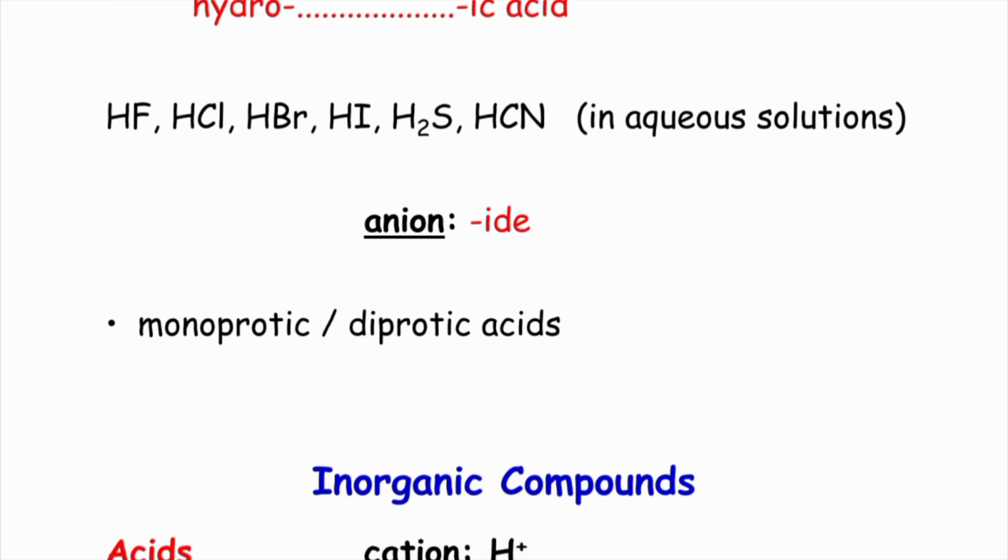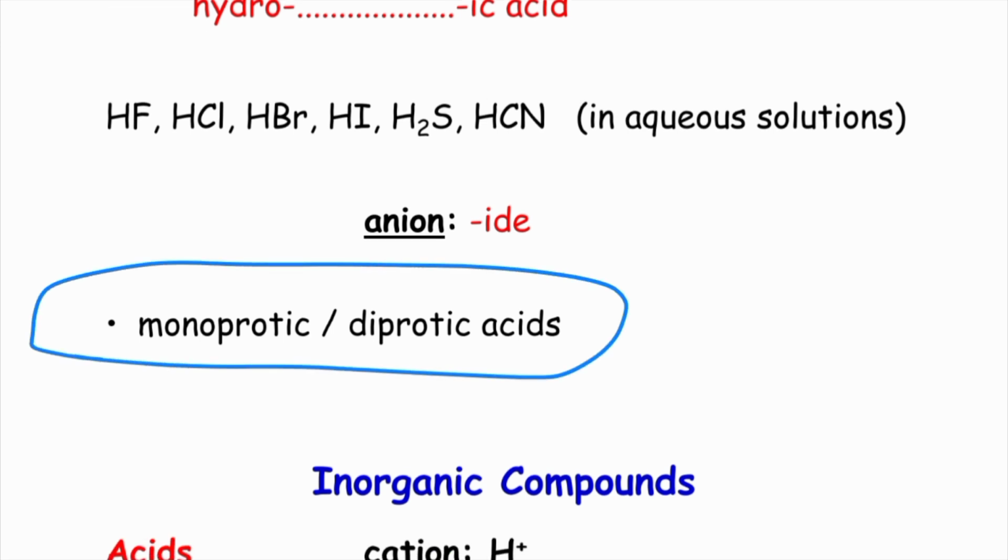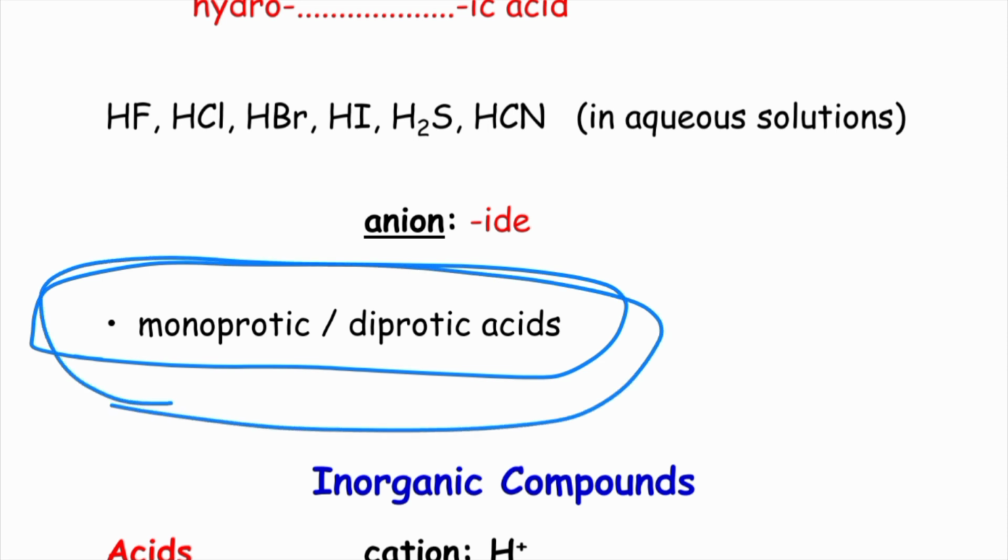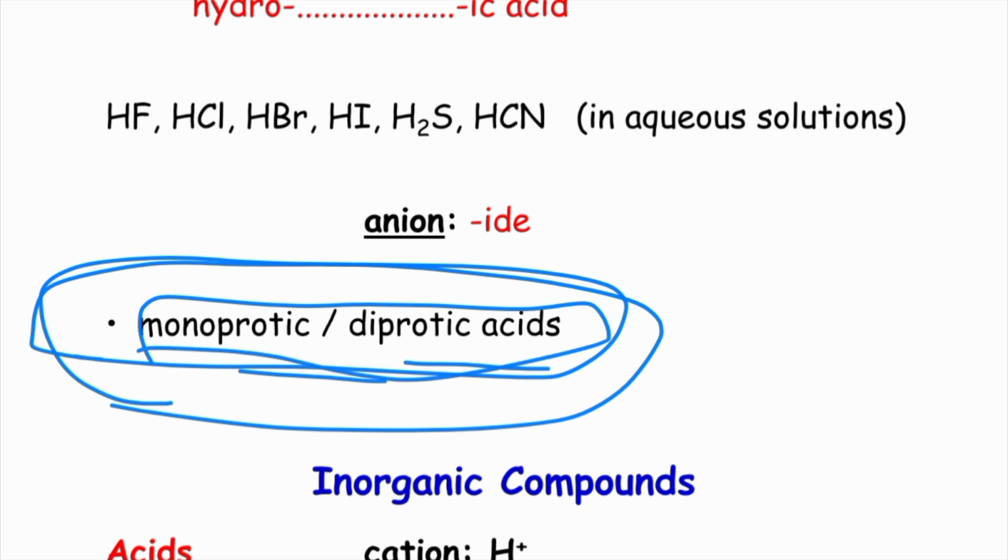Anion, monoprotic and diprotic. I'll learn these terms as well. This concept of monoprotic and diprotic came in 2023. I have studied this. What are monoprotic and diprotic acids?